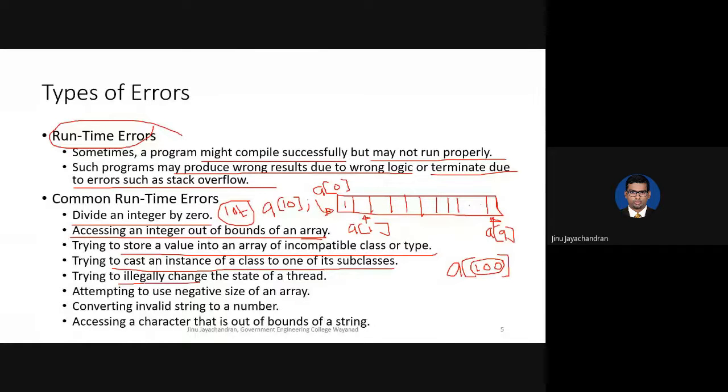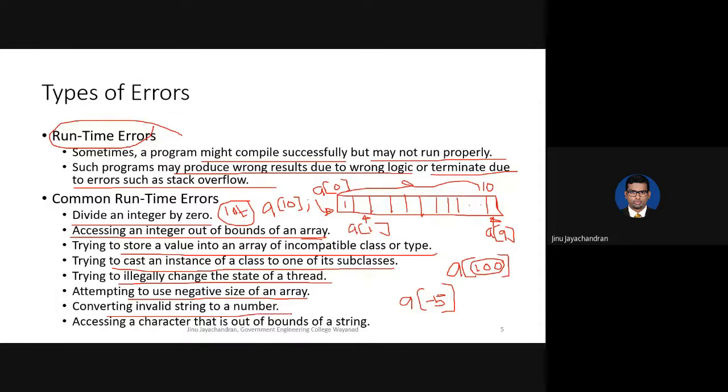Trying to illegally change the state of a thread. Attempting to use a negative size of the array. If you look at this one, the array size is 10, and always the array size is a positive integer. If you try to declare an array as, let's say, a of -5, that is not possible because the array size cannot be negative. That is what is called a negative array size.